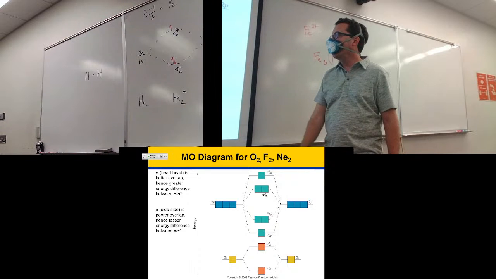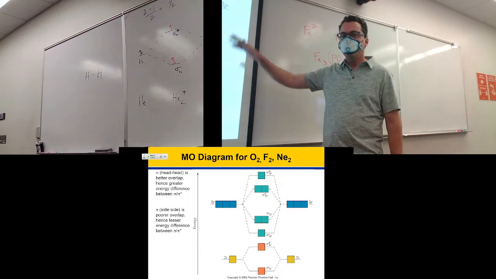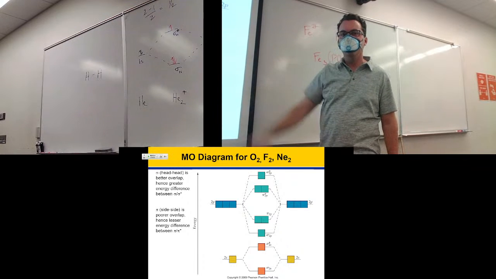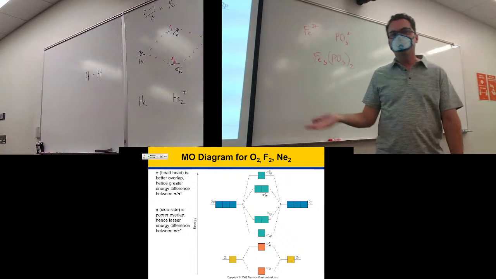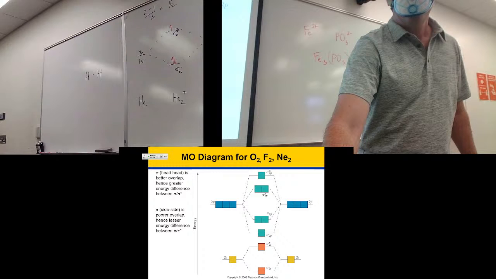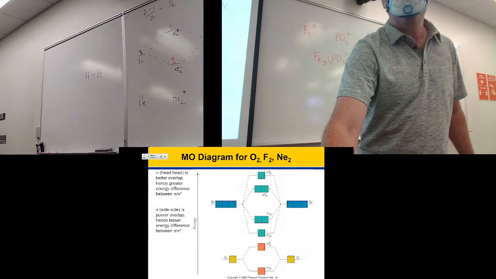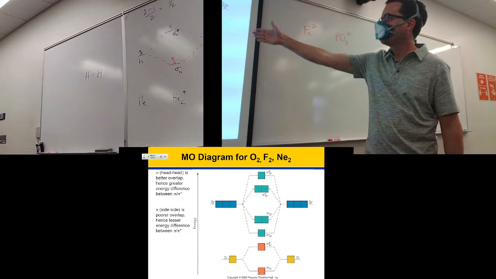Big, a lot there, okay? Don't worry about memorizing this. I will provide this outline to you if you ever need it. But what you do need to be able to do is fill it with electrons if you ever need to, and calculate a bond order. So for oxygen, fluorine, and neon, it looks like this.